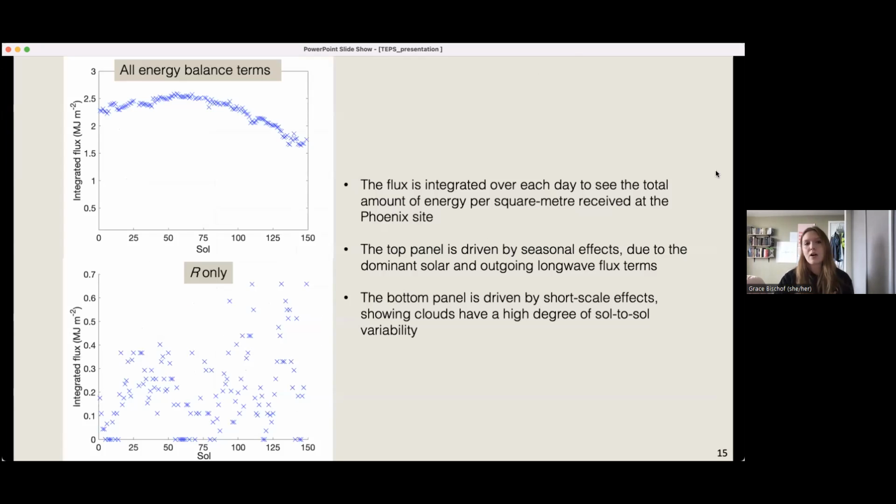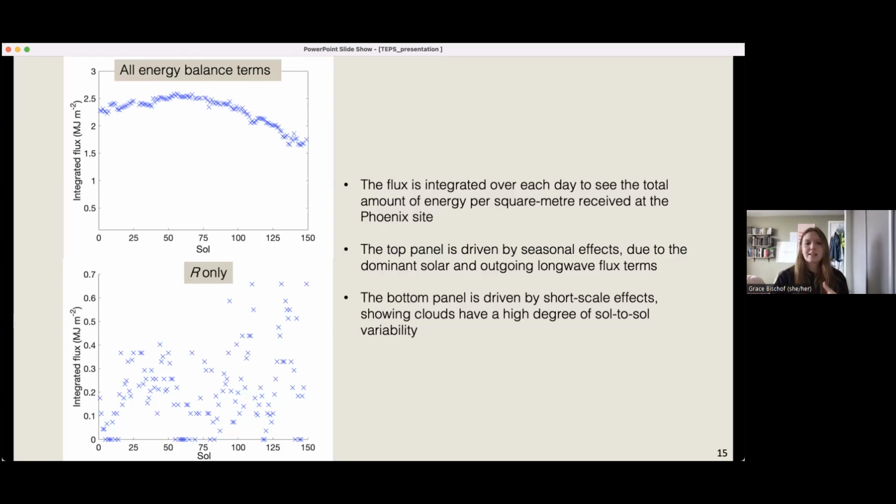We can also look at on what scale the clouds form. So if you look at the energy balance and you integrate over a day to see the amount of energy per square meter received at the Phoenix site over an entire day, if you look at all the energy balance terms, you can see that this is quite a seasonal effect. This makes sense because the energy balance is strongly driven by the solar flux and the outgoing longwave flux terms. And those are seasonally dependent terms. And so the whole energy balance has a seasonal dependence. But if you integrate the R term only, you can actually see that it is a lot more variable.